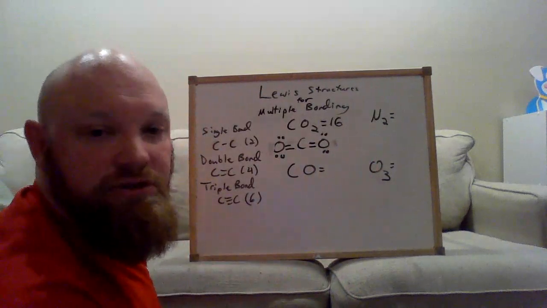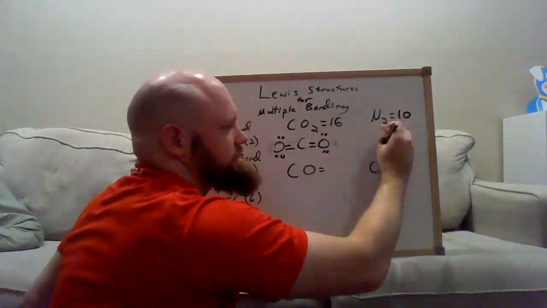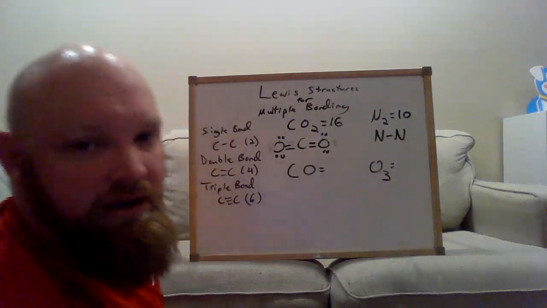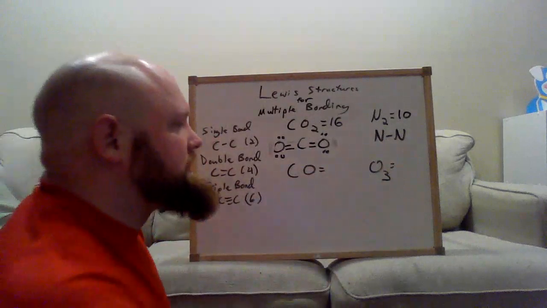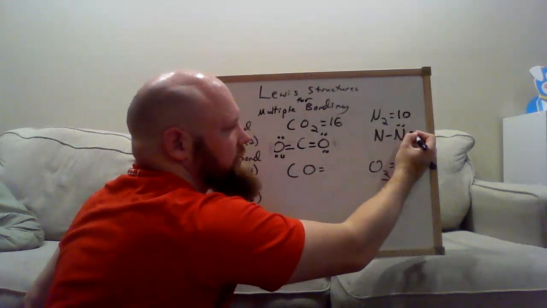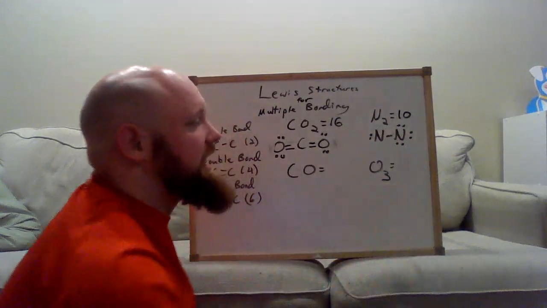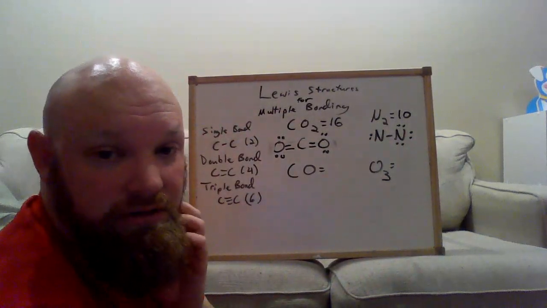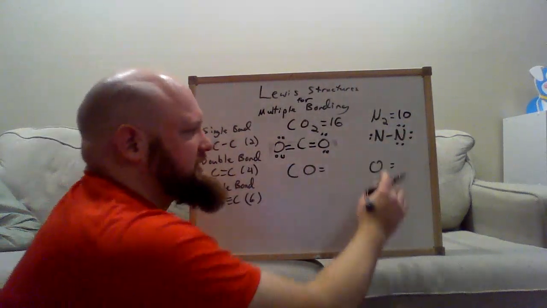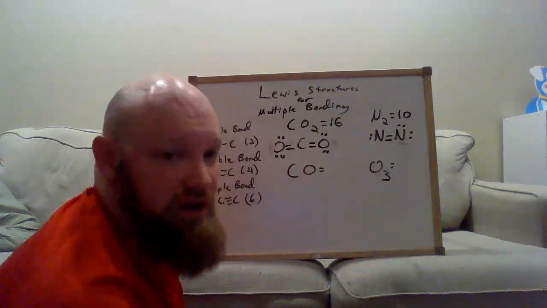Okay, N2. So N is 5. 5 times 2 equals 10. There is no central atom because I only have 2 of them, okay? So out of 10, I've used 2. You pick either end to start with. So I have 2, 4, 6, 8, 10. Obviously, there's already a problem. So the N on this side has 2, 4, 6, 8. This one only has 2, 4. So we take 2, we share, and then we check again.